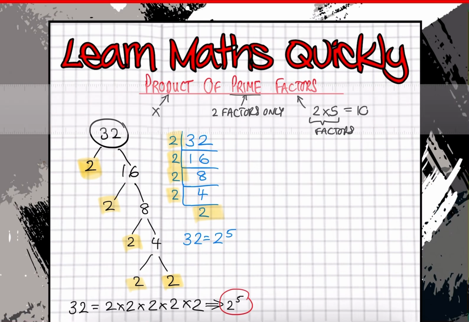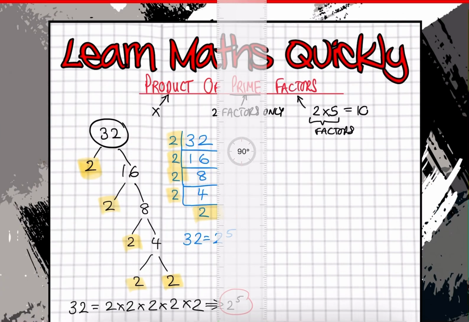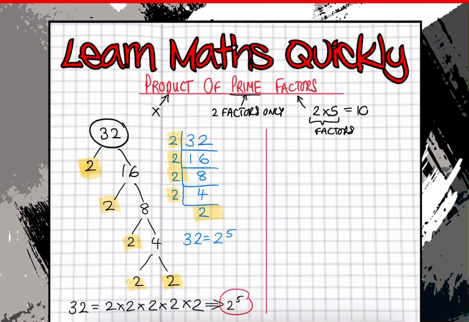Okay, I'm going to give you another one here for you to do on the right hand side, and I'd like you to pause the video again, and you can use either of those two methods. So this time I'd like you to try to figure out what 40 is as a product of its prime factors.